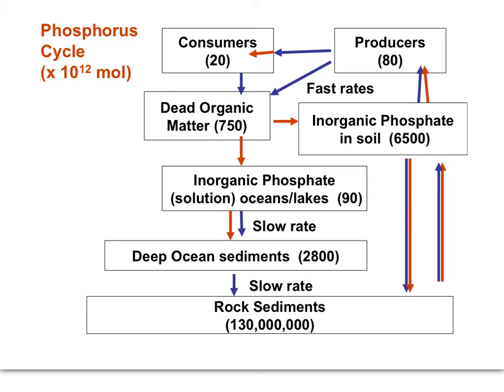Here's a diagram of the phosphorus cycle. You can see the transformations in red and transfers in blue. I only want to make one point with this slide. Flows tend to be fast when living organisms are involved. Flows tend to be slow when moving in or out of the deep earth, the sediments.